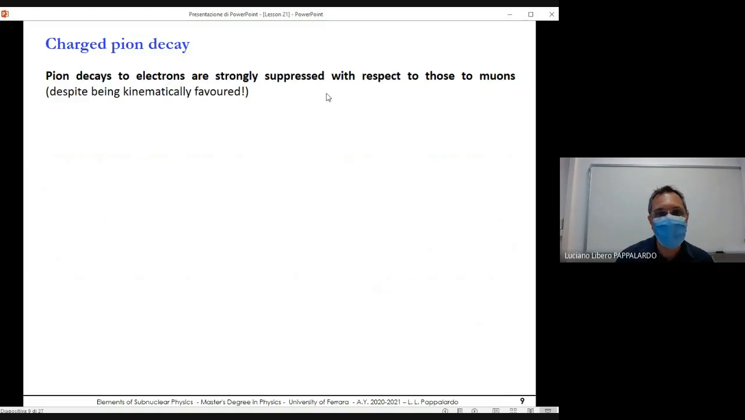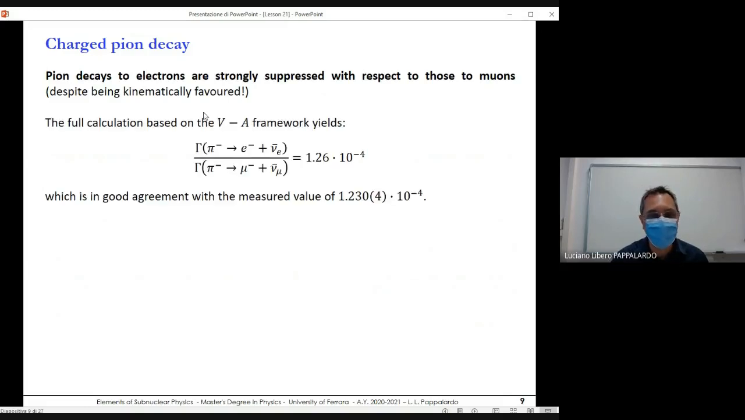Pion decays to electrons are strongly suppressed with respect to those to muons, despite being kinematically favored. And now, if you use the V minus A theory, you can compute exactly your prediction for the ratio of these two decays. And it turns out that it is indeed of the order of 10 to the minus 4. So the electron channel is suppressed by something like 1 part in 10,000. And this is in good agreement with the measured value. The measured value of this decay width is indeed of the same order, 1.2 times 10 to the minus 4.